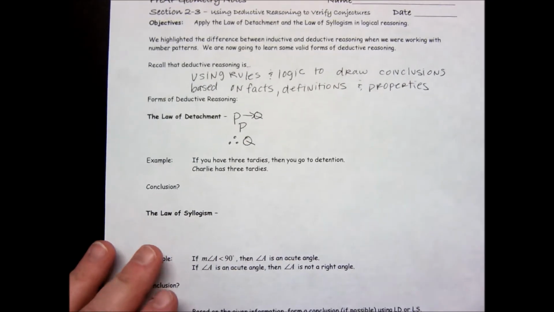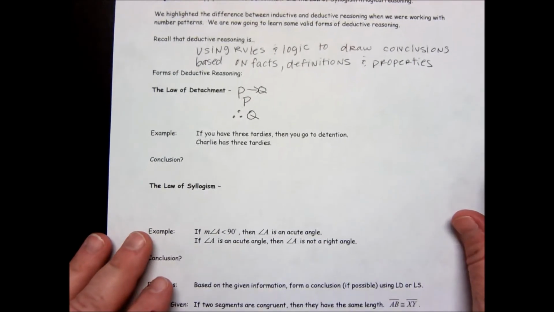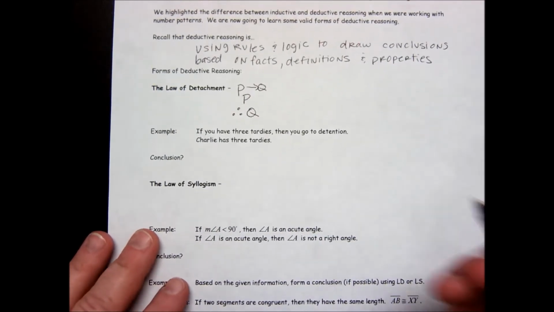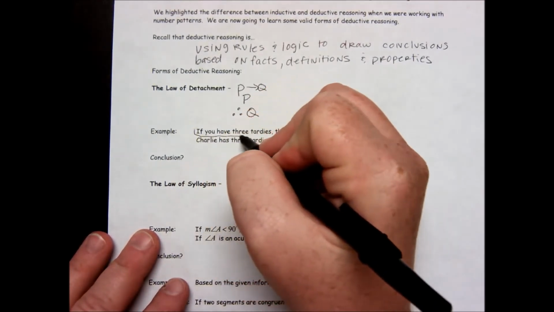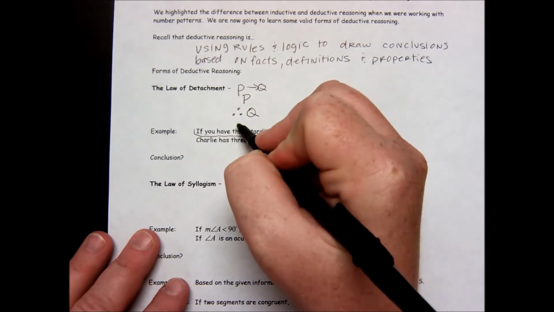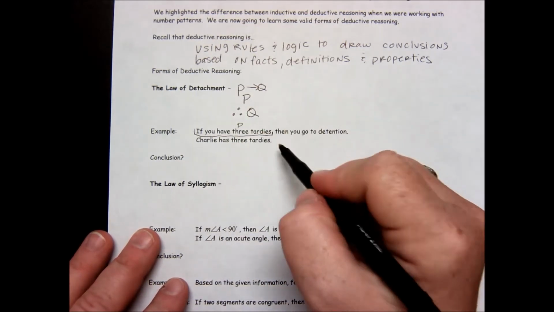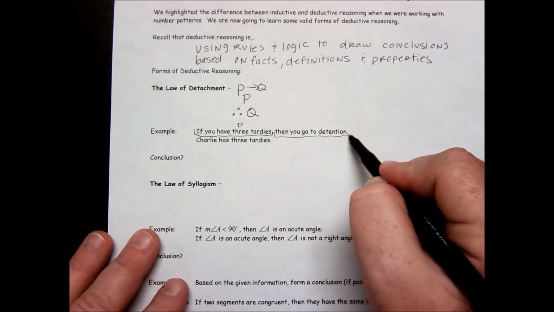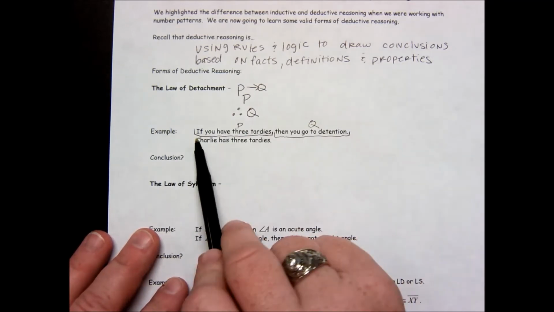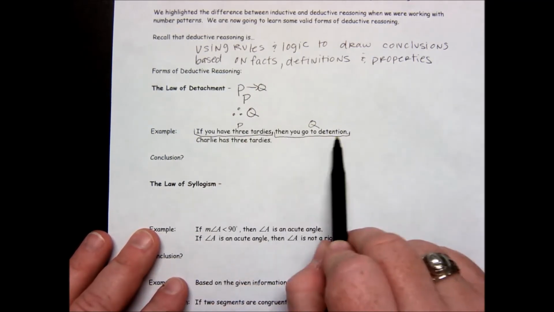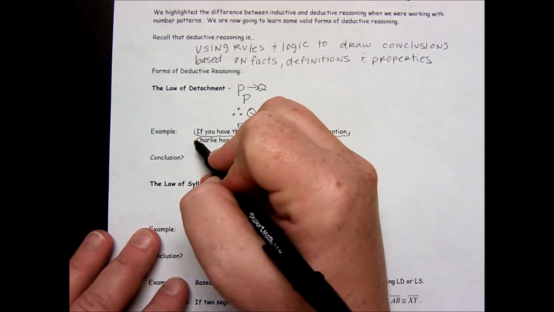So let's look at the first example. If you have 3 tardies, then you go to detention. Charlie has 3 tardies. Well, this first part right here, these tardies, would be our P. And then you go to detention would be our Q.